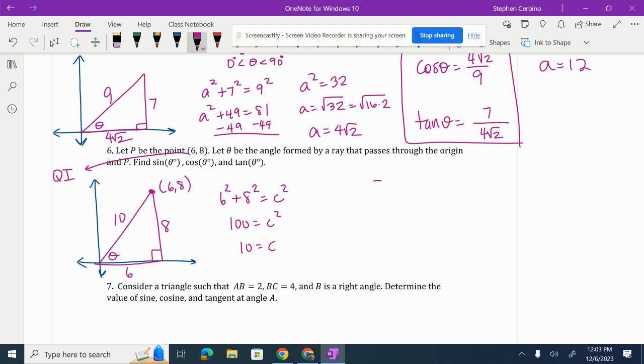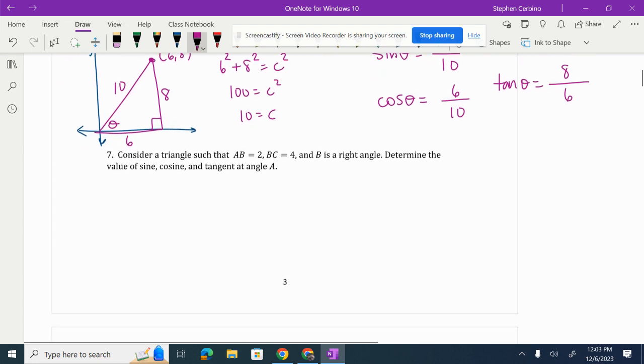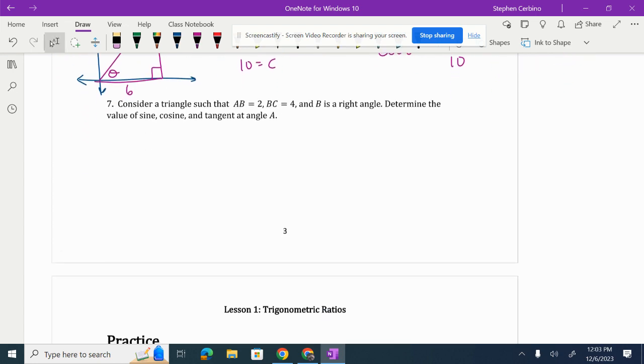So if I want to find the sine of this angle, well, that would be the opposite side over the hypotenuse. The cosine of this angle would be the adjacent side over the hypotenuse, and the tangent would be the opposite side over the adjacent side. You really want to go through and simplify the fractions? You don't have to. I just care that you know the ratio. At this point, I'd like you to pause the video and try number 7.